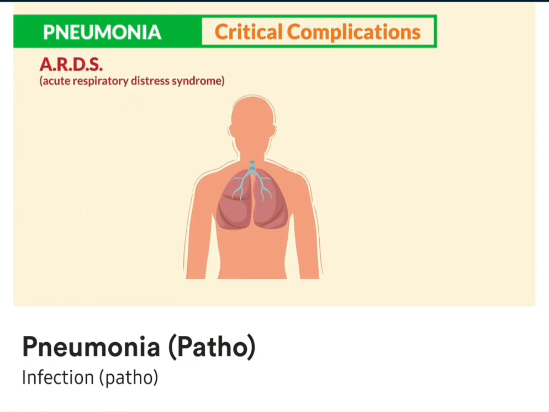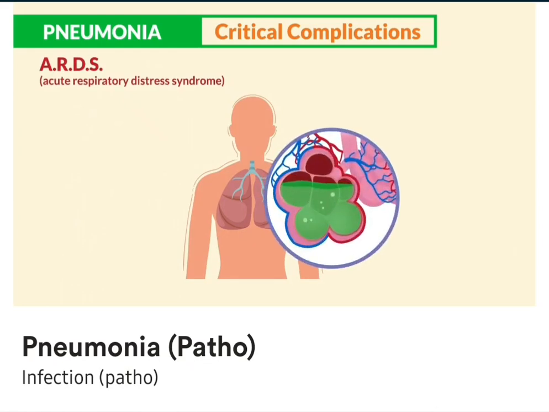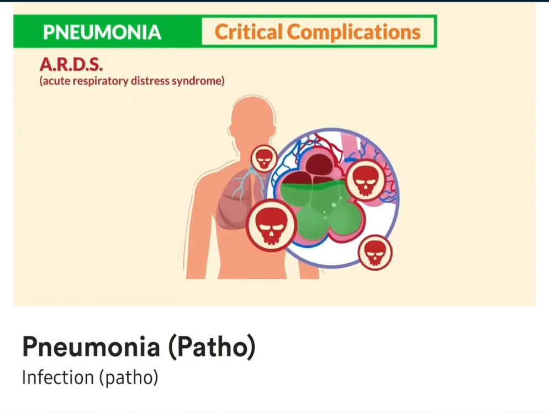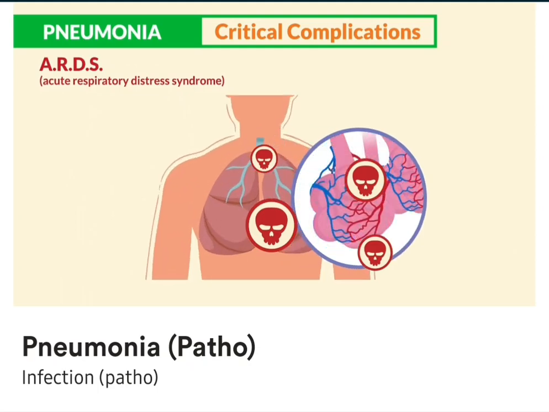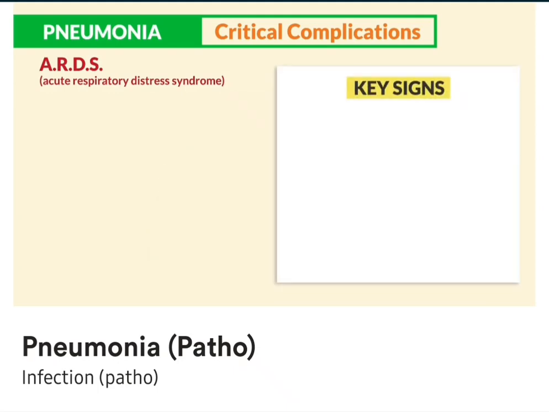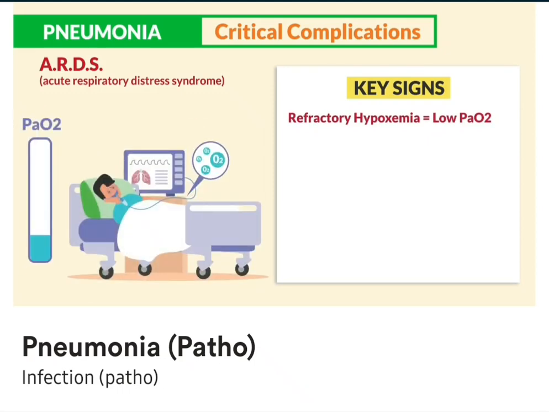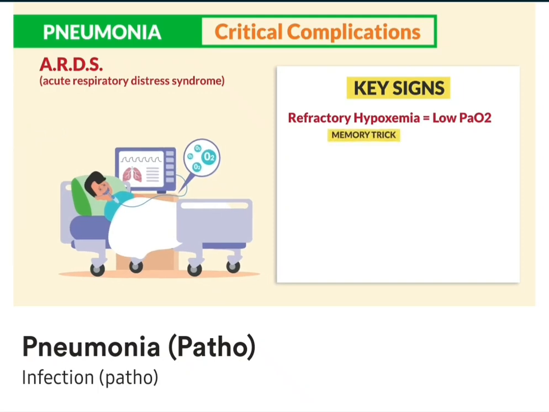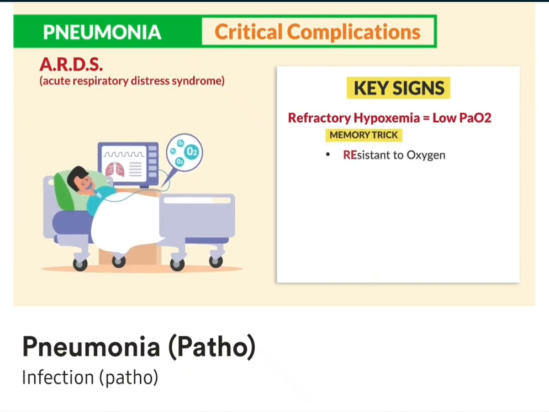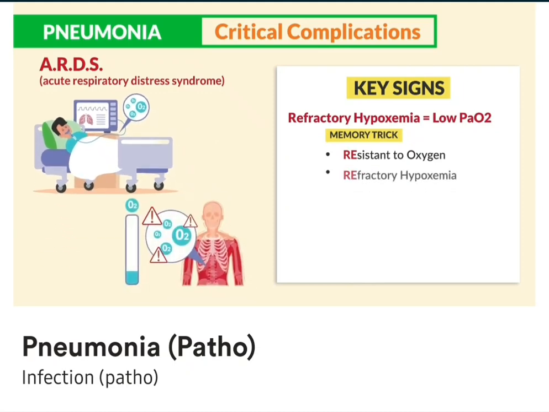Lastly, the most deadly complication is ARDS, acute respiratory distress syndrome. We're talking deadly stiff lungs. So just think ARDS, we have hard lungs. And the key signs include, write this down, refractory hypoxemia. We're talking low PaO2, despite increased oxygen delivery. So the memory trick, just think the body is resistant to oxygen with refractory hypoxemia.